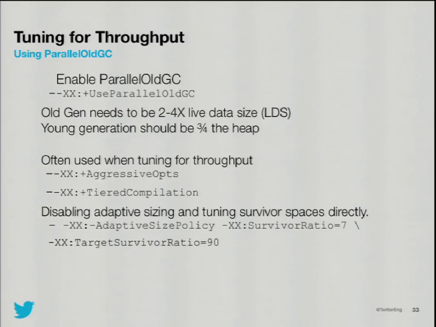Old generation needs to be 2 to 4 times the size of live data size, mainly because even though it's a parallel old generation collection, it's still pretty darn slow. So you want to avoid that and give space, to not have a full GC. Young generation is usually 3/4 the size of the heap. Often used with aggressive tuning, aggressive opts, and tiered compilation. And disabling adaptive sizing and tuning the survivor spaces directly is when you're going after the last 5 to 10% of tuning, really 5% of tuning, that's where you start to manipulate those flags.